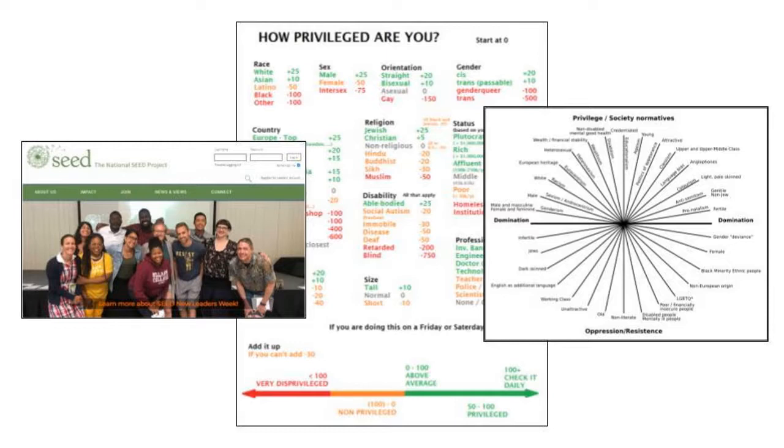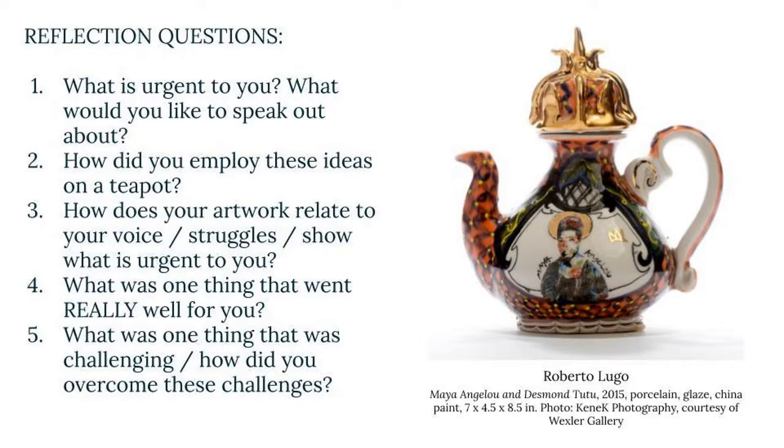So we went back to the reflection questions, but they're a little bit different. What is urgent to you? What would you like to speak out about? How did you employ these ideas on a teapot? How does your artwork relate to your voice and struggles? Show what is urgent to you. What was one thing that went really well for you? What was one thing that was challenging? How did you overcome these challenges?